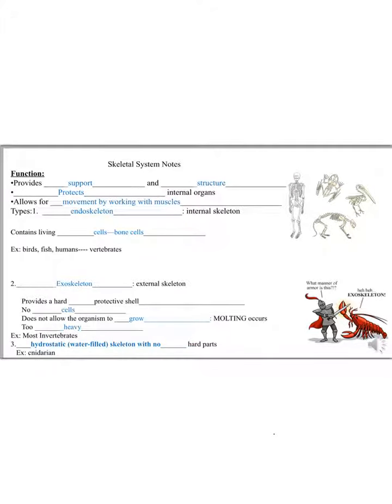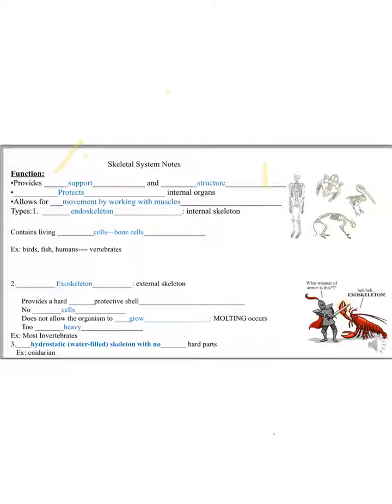So here you'll see that there's some notes written down. Now, make sure you're listening as well as trying to get the notes down because I'm going to add a lot of extra information. Okay, so this first part of the notes is going to ask what the functions of the skeletal system are. And the functions of the skeletal system, number one, they provide support and structure to any animal that has it.